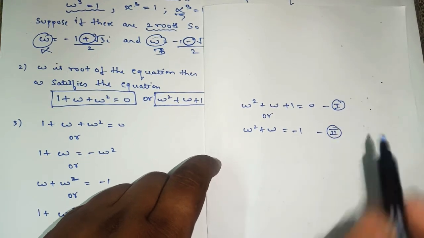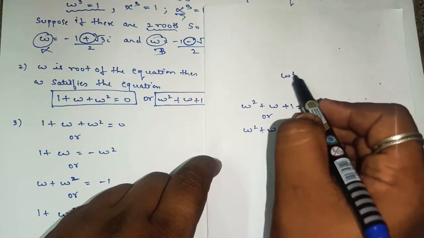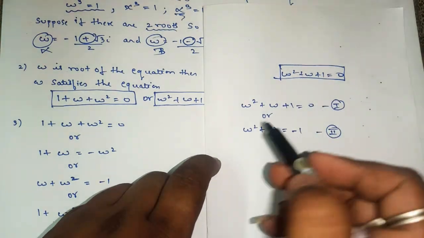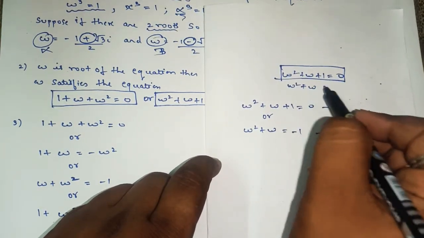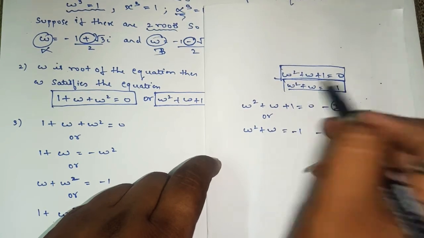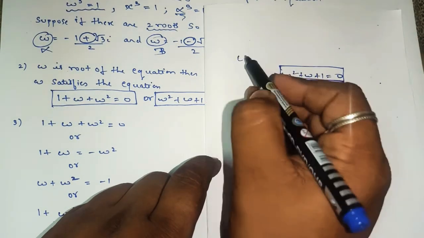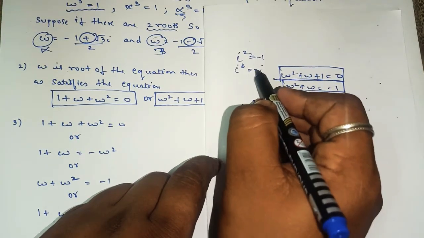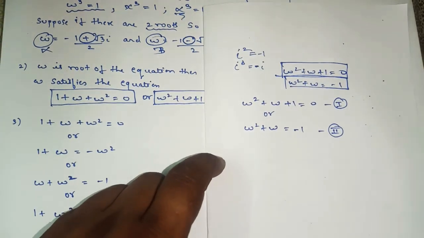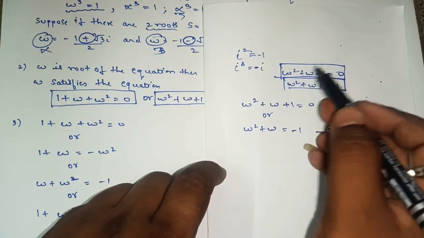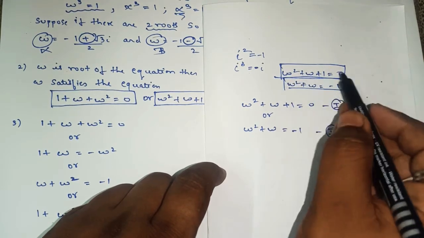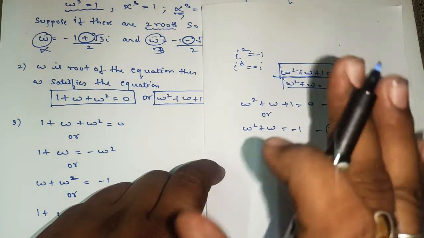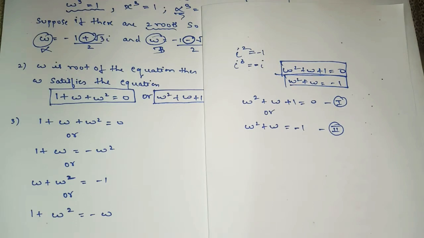So this is formula number 1. This is formula number 2. So wherever you see w square plus w plus 1, straight away you will write 0. And wherever you see w square plus w, straight away you will write minus 1, like we used to do for the first and second exercise. Wherever you see i square, we used to write minus 1. Wherever you see i cube, we used to write minus i. Like that, here for this exercise, wherever you see w square plus w plus 1, straight away in place of this you will write 0. Wherever you come across w square plus w, you will write straight away minus 1. No need to think much more. Just straight away you will write minus 1.